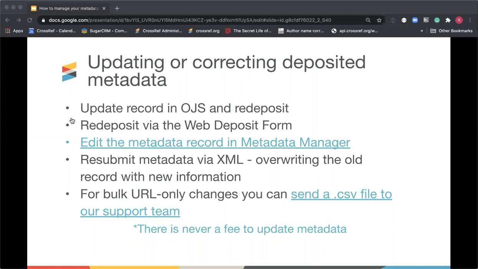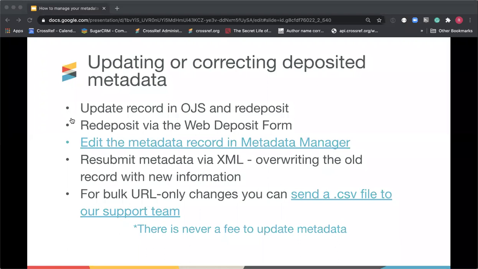My colleague Shane recently wrote a blog about how you can edit the metadata record in our metadata manager tool. Metadata manager will bring up the existing metadata that you've provided related to a DOI, and you can just overwrite that, make changes, and resubmit it. If you use XML, you can correct the XML directly in those files and upload that back into our systems, and we'll overwrite the old record with the new information.